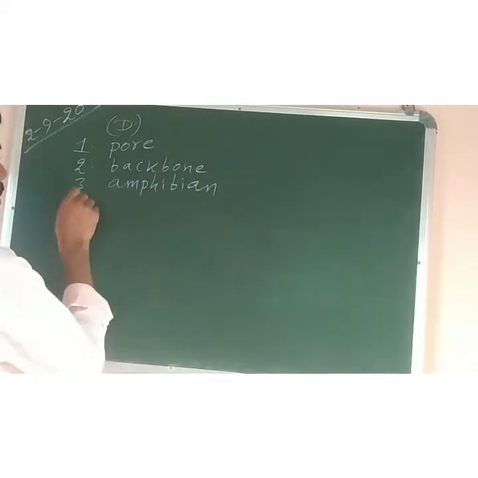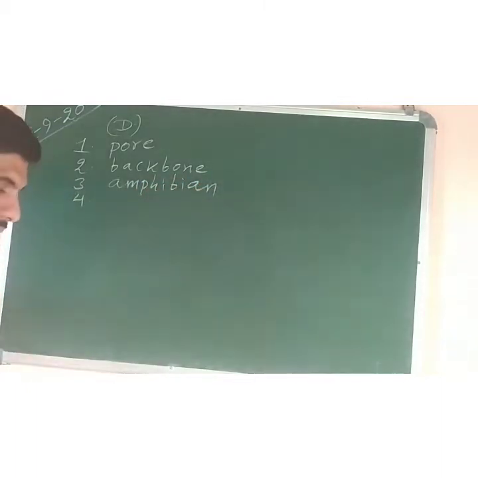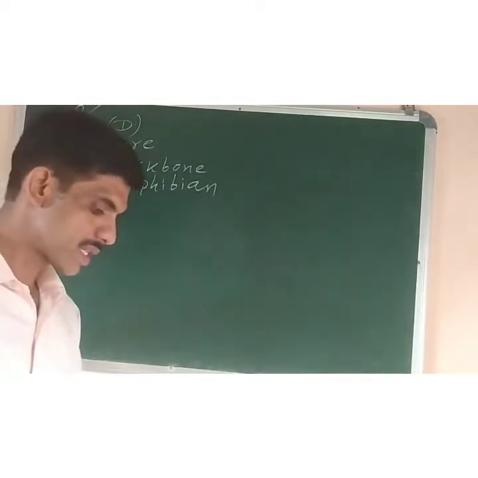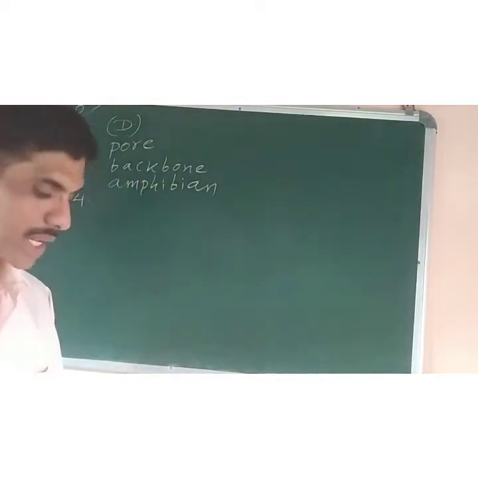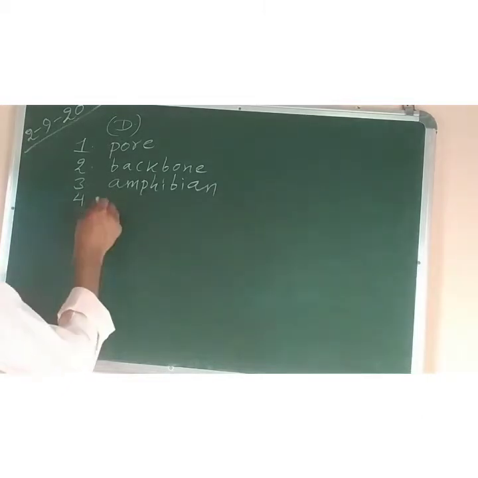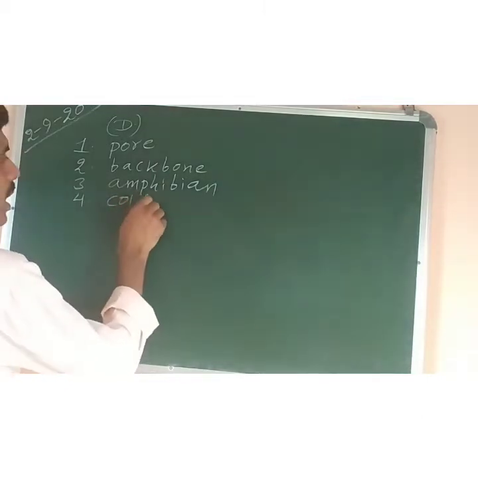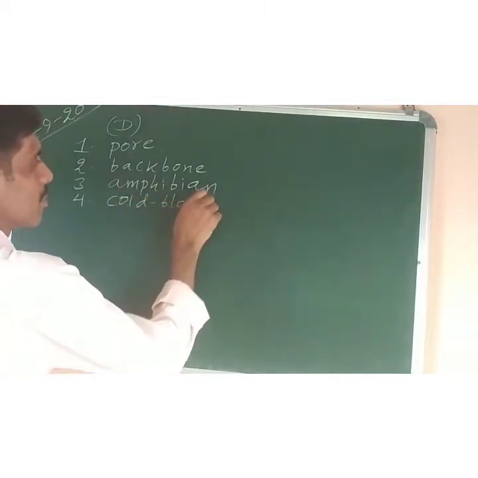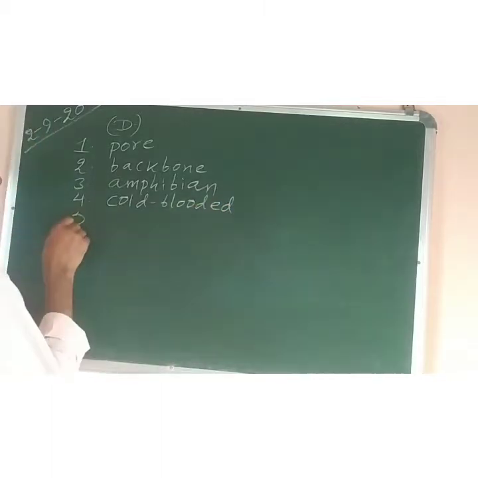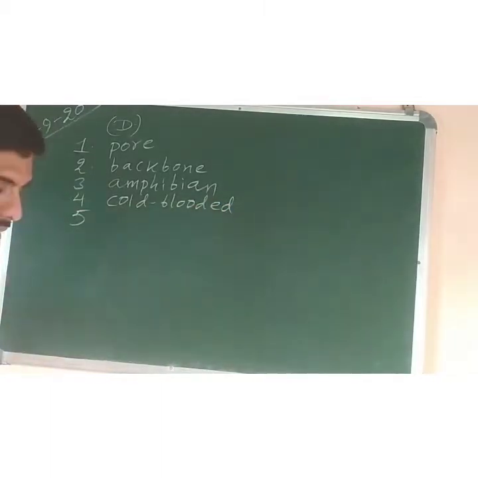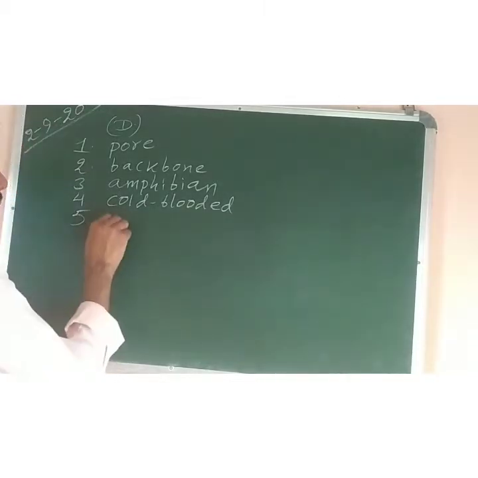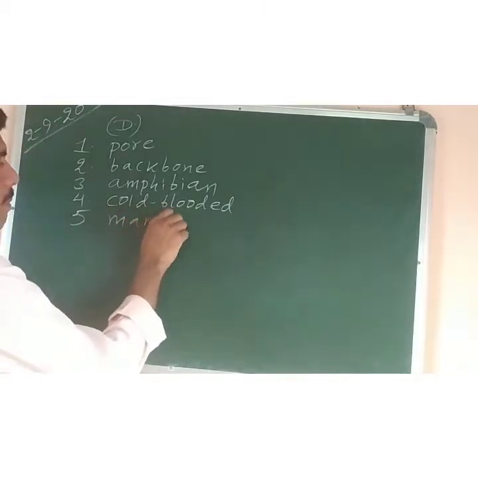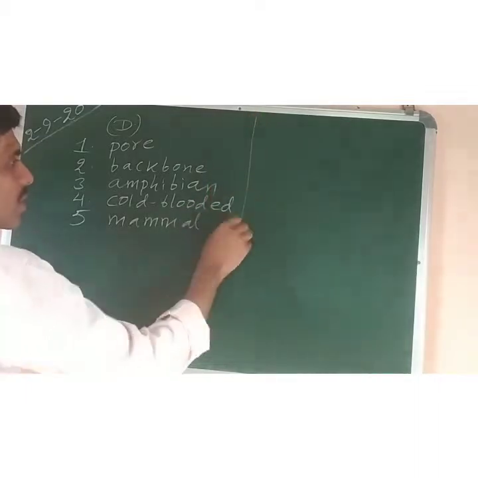Salamander is an amphibian. The fourth one is, in dash animals, the body temperature changes with surrounding temperature. The correct answer is cold-blooded. In cold-blooded animals, body temperature changes with the changes in the surrounding temperature. And the fifth one, whale is aquatic fish or mammal? Whale is an aquatic mammal. It's not a fish. Okay?